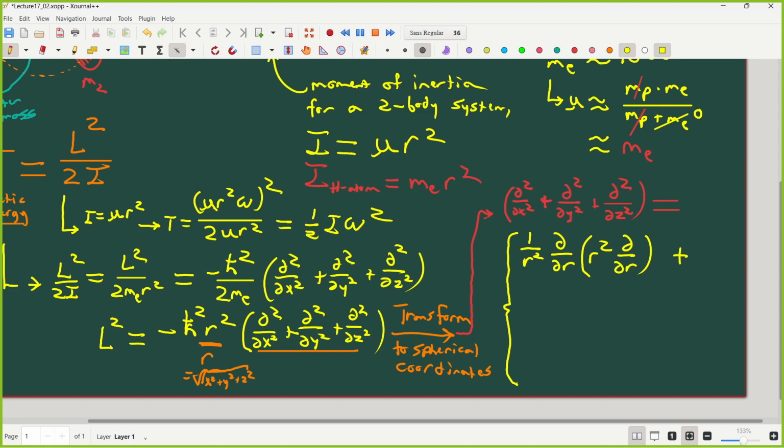Once you can manipulate it a little bit. All right, now we're going to do the theta term. I'll do it in a different color. So there's 1 over r squared sine theta. We have a constant term on the outside. Let me make this a little cleaner. 1 over r squared sine theta times the derivative with respect to theta of sine theta times the derivative with respect to theta.